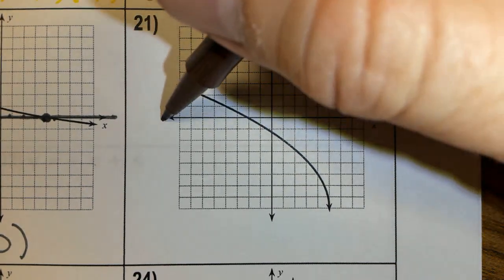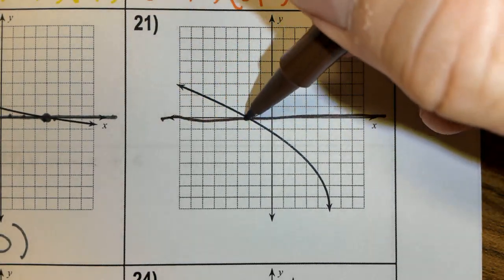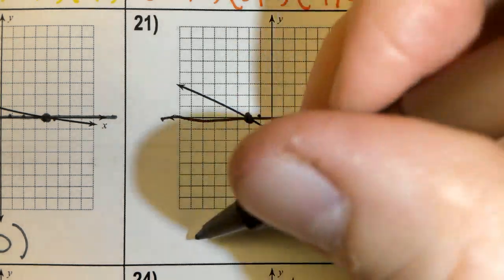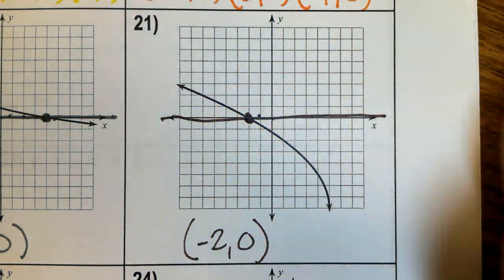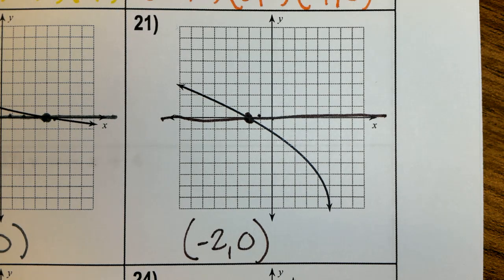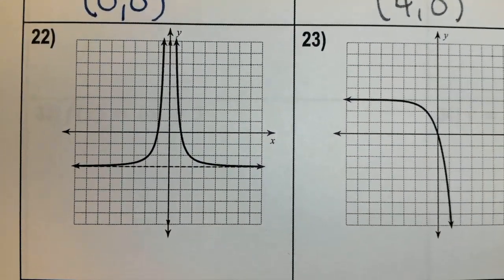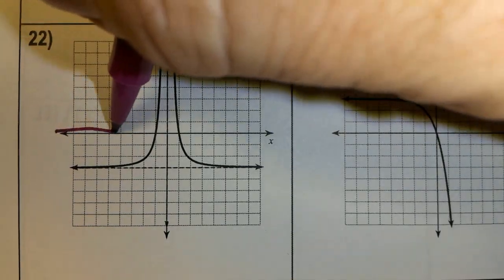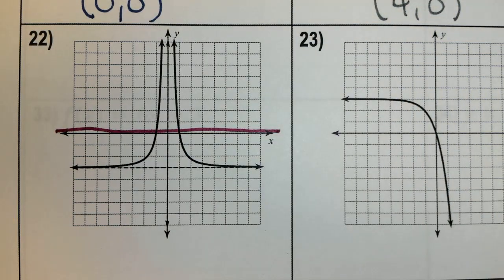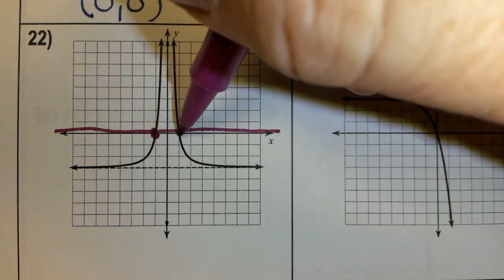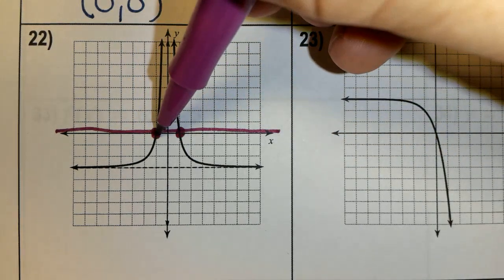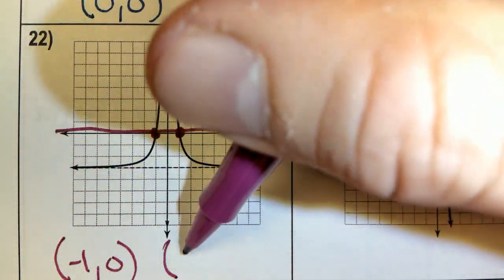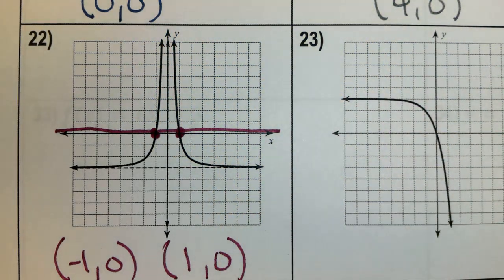21. Okay, I want to cross the x-axis, which it only crosses right here, and that is negative 2, 0. And that's it. I only got the one, so one and done. 22. Okay, I want to cross. Oh, can't even trace it. On the x-axis, so I cross here and here. So that is negative 1 and positive 1. So I have negative 1, 0 and positive 1, 0.